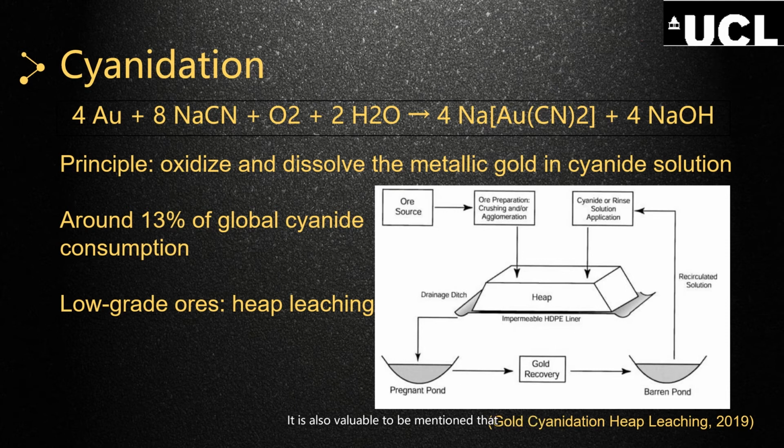It is also worth mentioning that heap leaching is usually practiced for extracting gold through cyanidation by spraying low concentration cyanide on the pile to dissolve gold and collecting the gold-bearing solution afterwards. People can extract gold at a lower cost and with a simplified process.